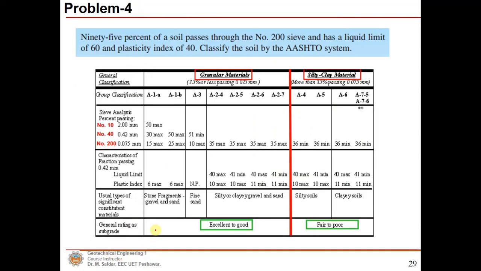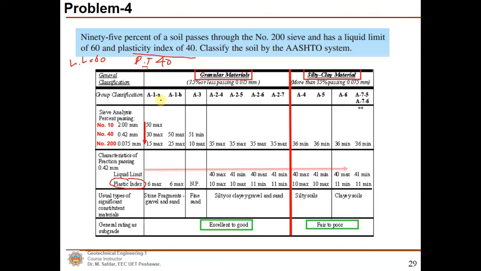There is another problem that 95% of a soil mass passes through the number 200 sieve and has a liquid limit of 60 and plasticity index of 40. Be careful about the plastic limit and plasticity index. So plasticity index is used in the table. Now we need to classify the soil.